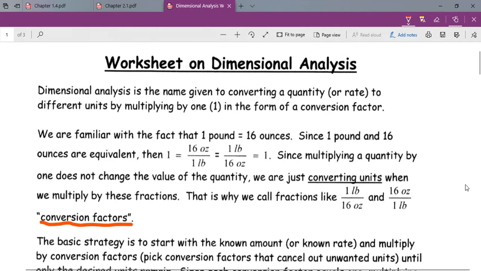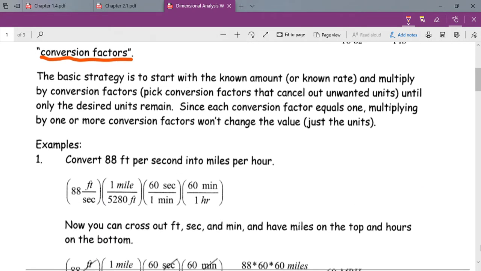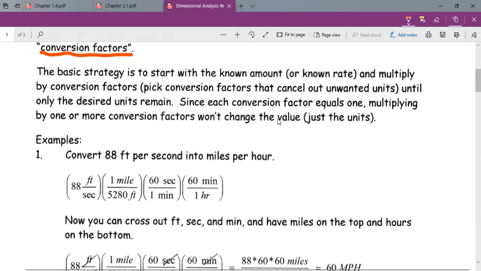Okay, so your basic strategy for something like this is to start with the known amount or known rate and multiply by conversion factors, picking conversion factors that cancel out the unwanted units until only the desired units remain. So the key here, you're going to cancel stuff out until only the desired units remain. Once only the desired units remain, you should have the exact answer after you multiply it out and simplify it.